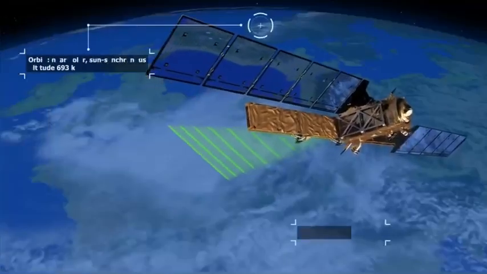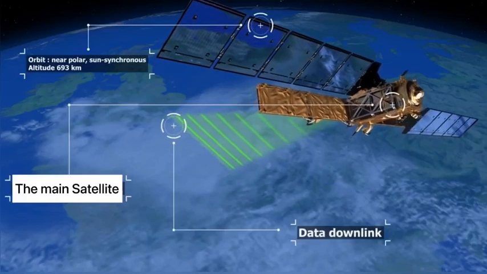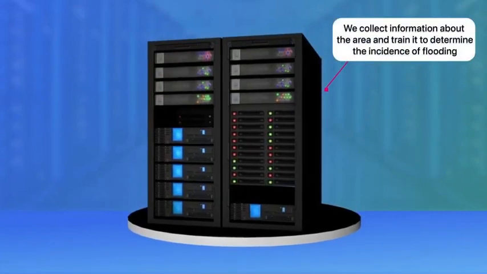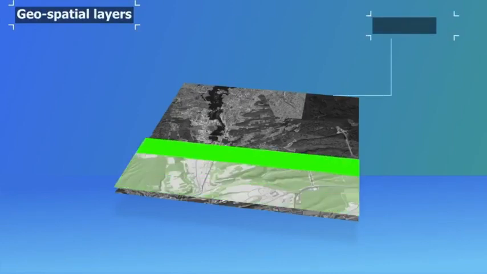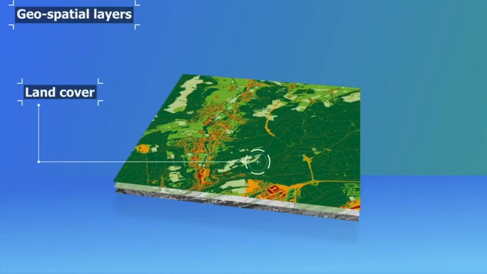The satellite records the verified data and sends it to the cloud, to send it to the ground station. We collect information about the area and train the model to determine the incidence of flooding. We define the area, narrow the space, and divide it into topography, land cover, and buildings.